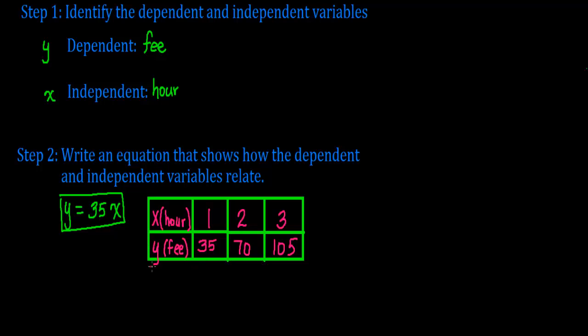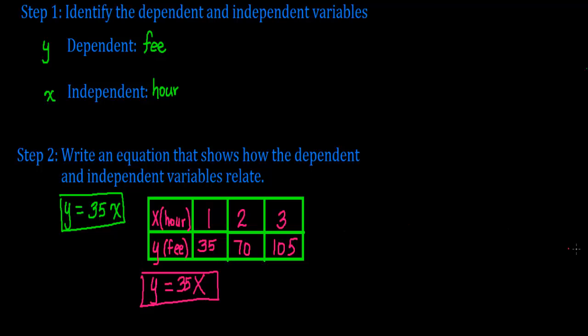So I can say that y, the fee, is equal to the x value. But what am I doing to each of these x values? We're multiplying each of them by 35. And there you can write your equation that way. Okay? You don't have to do a table in this step, but if it helps you, go ahead and do it. Okay? If you can write the equation directly from the situation, good.